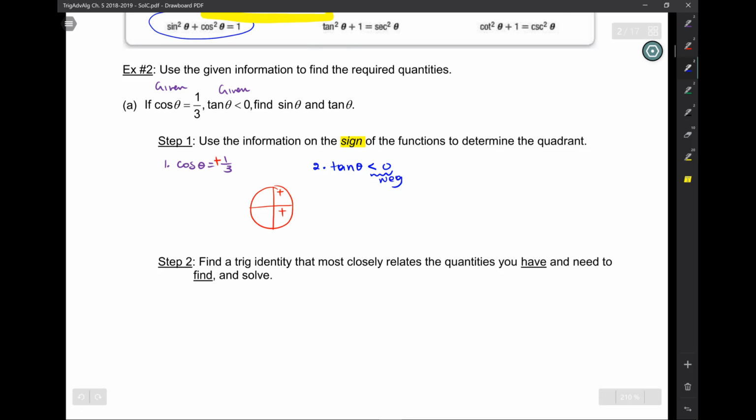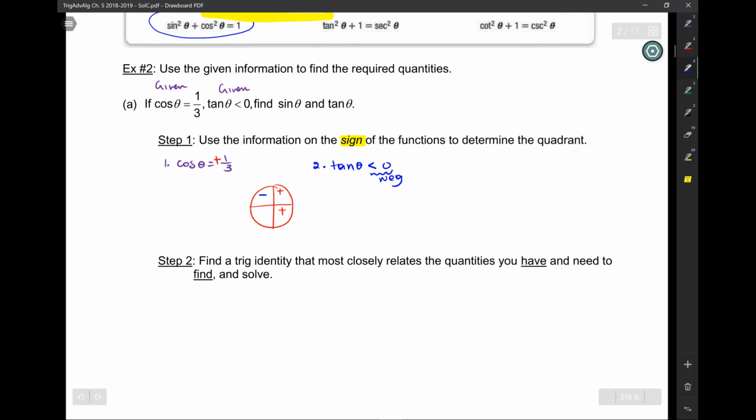In which two quadrants is tangent negative? Tangent is positive in the first and third quadrants, which means it's negative in the second and fourth.